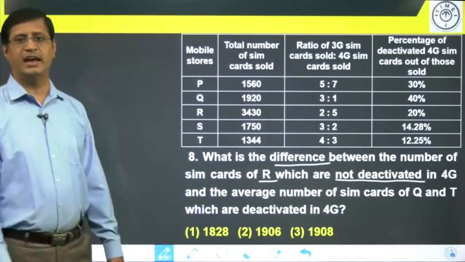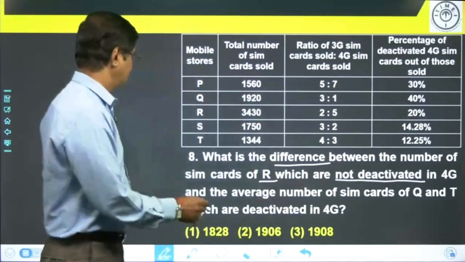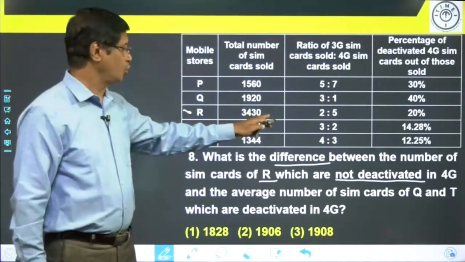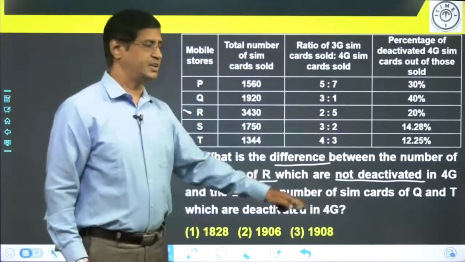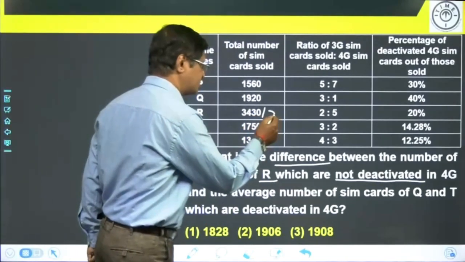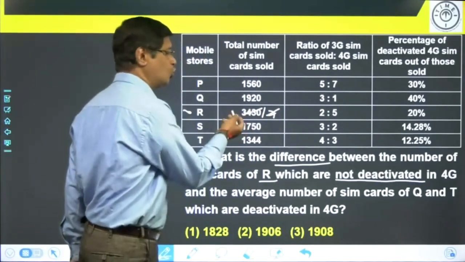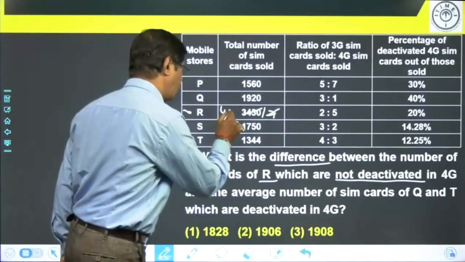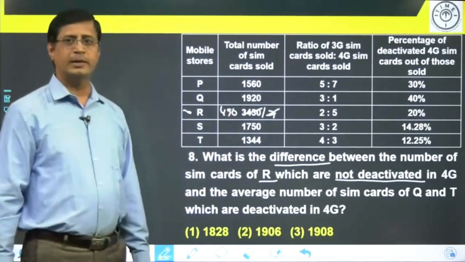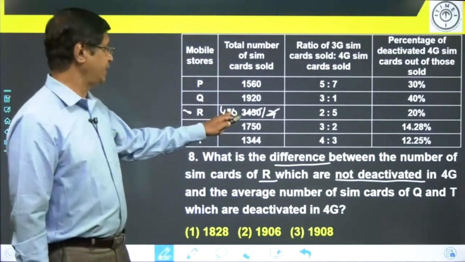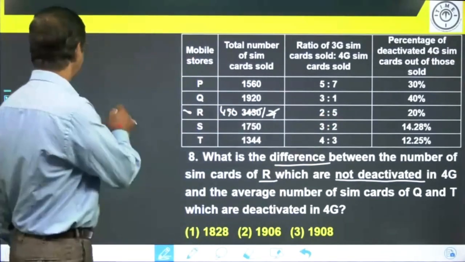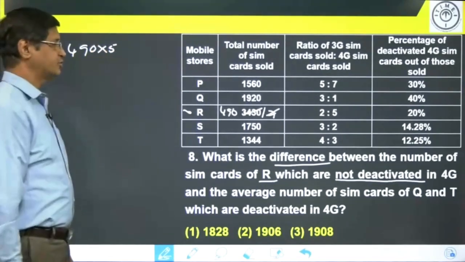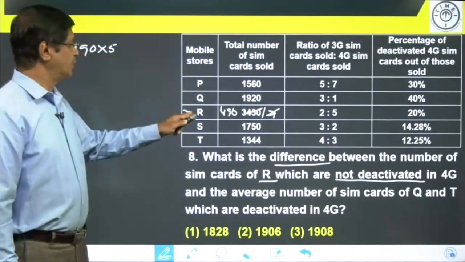Dear students, not deactivated. Here deactivated is given. This is the information on R. What is the number? 3430. The total here is 2 plus 5, that is 7. The sum of the ratios is 7. 7 cube is 343. 7 goes 7 square times, so the result is 490. 490 into 5 is the number of 4G SIM cards sold by the mobile store R.